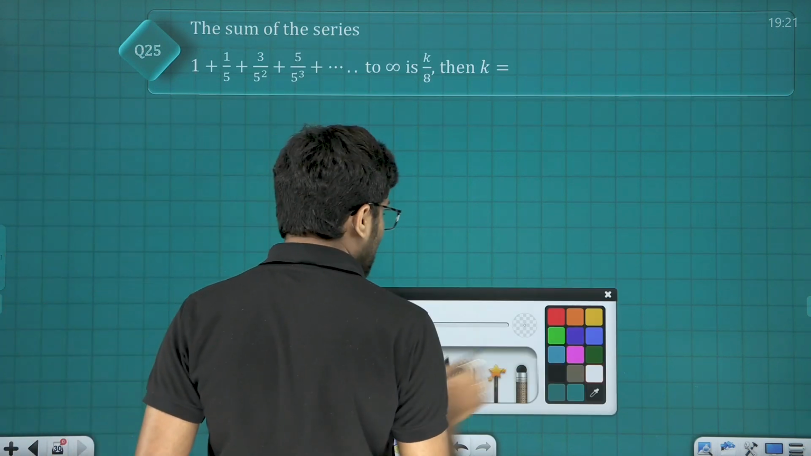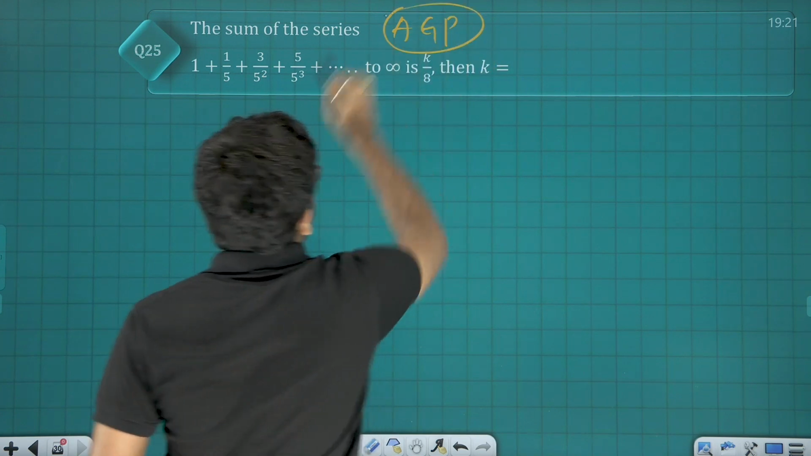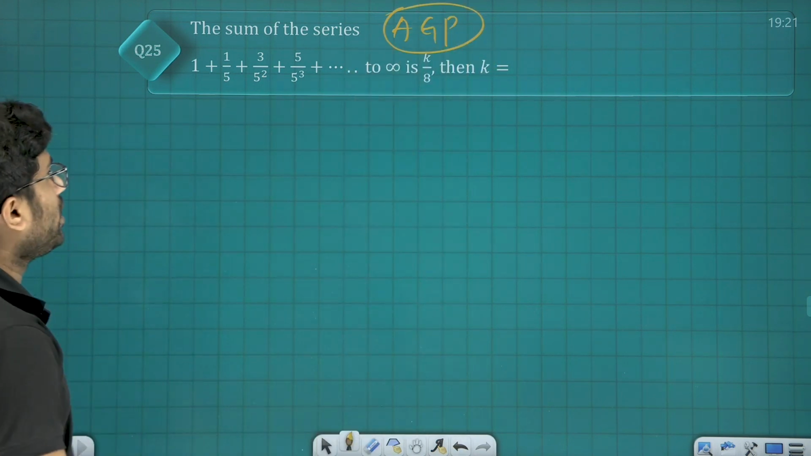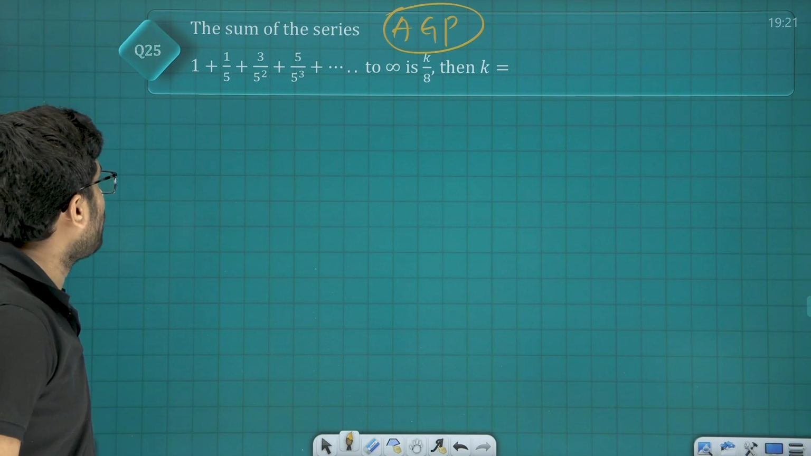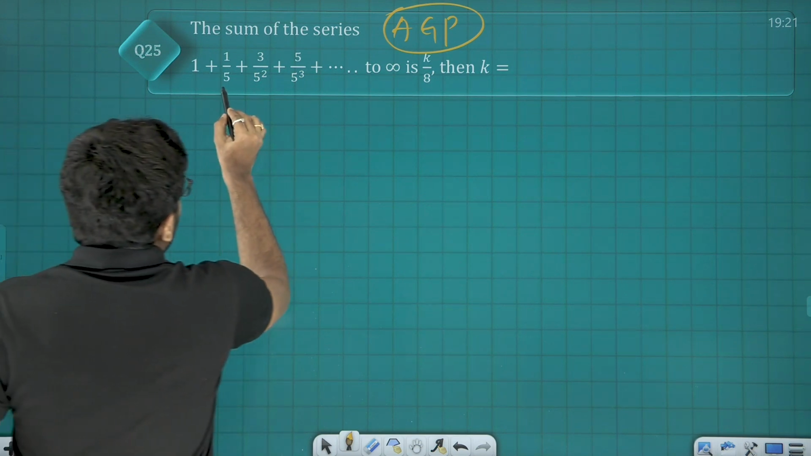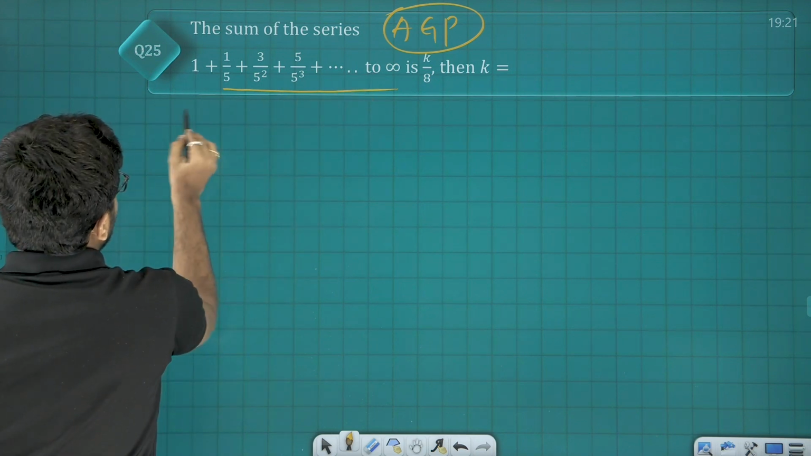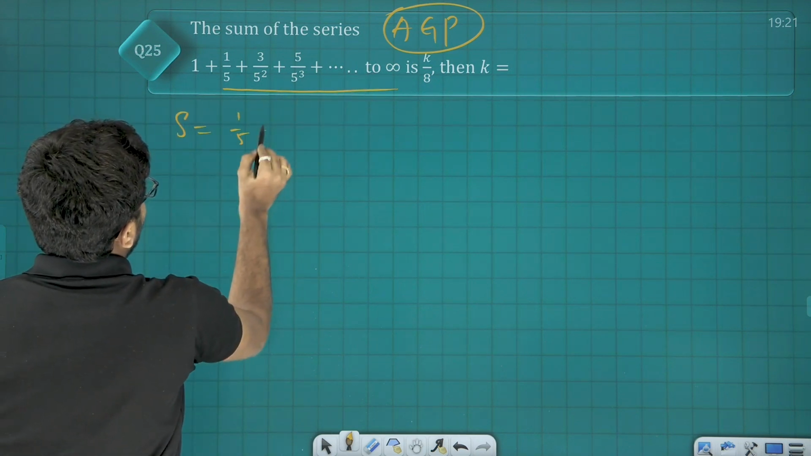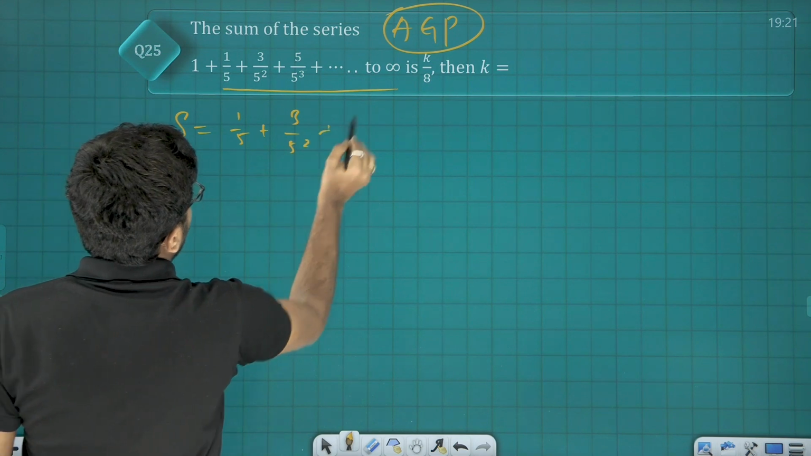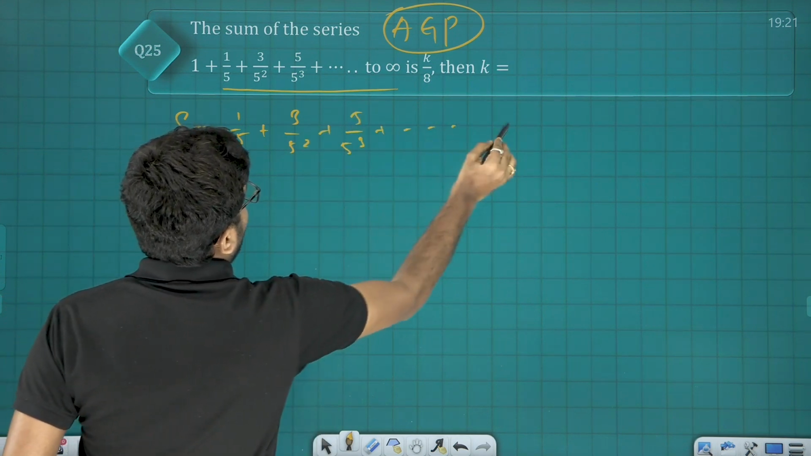So clearly the last question is AGP, arithmetico-geometric progression. Now in AGP, what is the sum of the series 1 plus 1 by 5 plus 3 by 5 square and so on. From here it is AGP. First let's take this as our S. S is equal to 1 by 5 plus 3 by 5 square plus 5 by 5 cube and so on up to infinity.